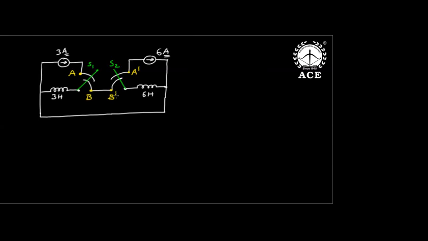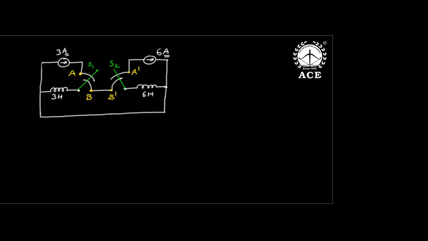Now look at the circuit, everybody, very carefully. Initially switches are at position A and A dash, which means they become independent loops. This becomes an independent loop and this becomes an independent loop. Okay. Then I want their steady state currents, flux linkages, and energy.